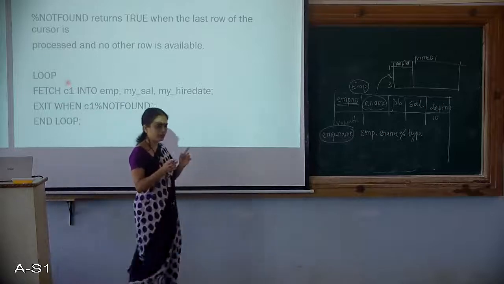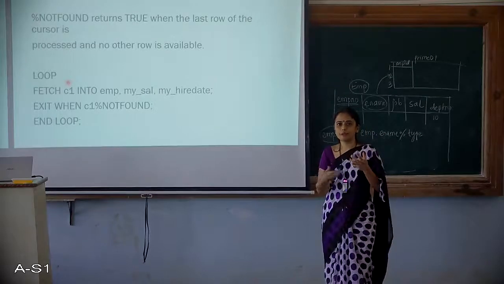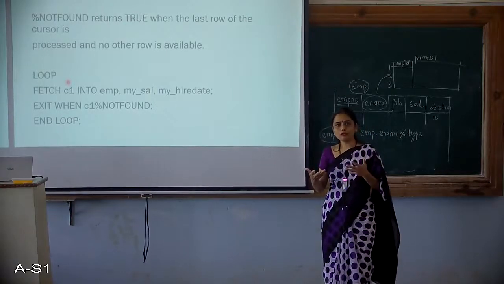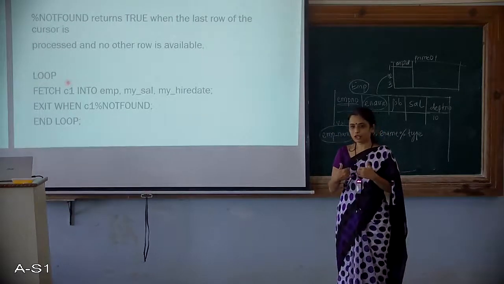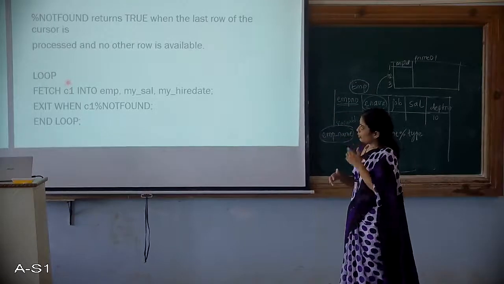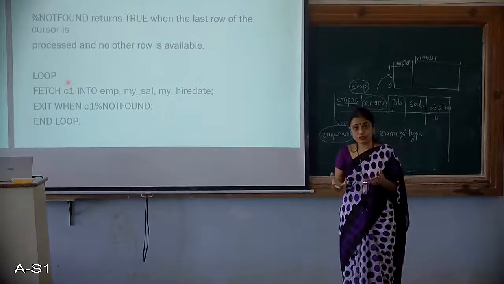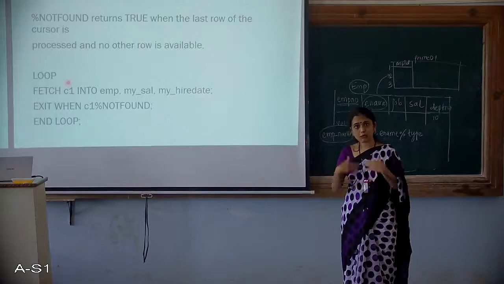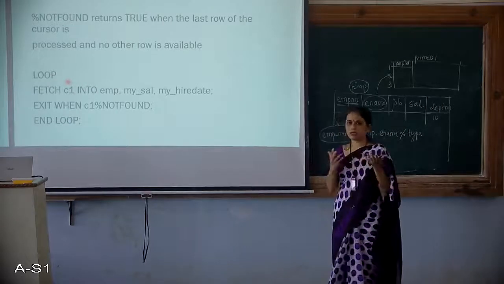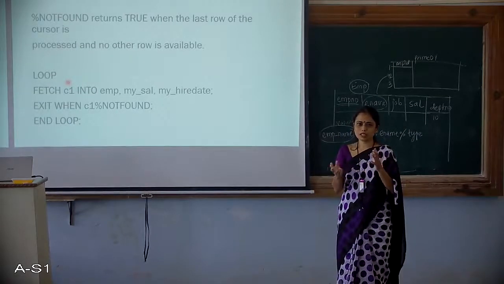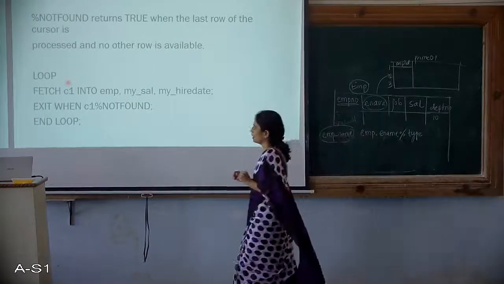Then not found. Found and not found are opposite. If there are more tuples to be fetched, then found will be true. Not found will be true when there are no more rows which can be fetched from the particular cursor. So not found returns true when there are no more rows. Found is the opposite of it: found will be true when there is more data. You can use either way; they are just opposite of each other. Whichever is comfortable to you, both would serve the purpose.